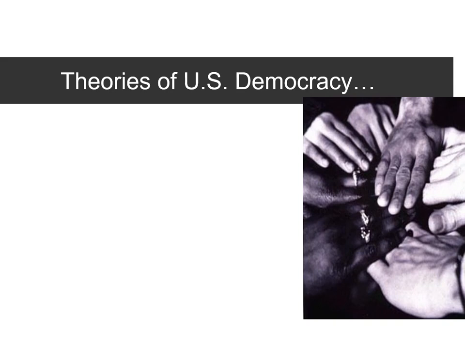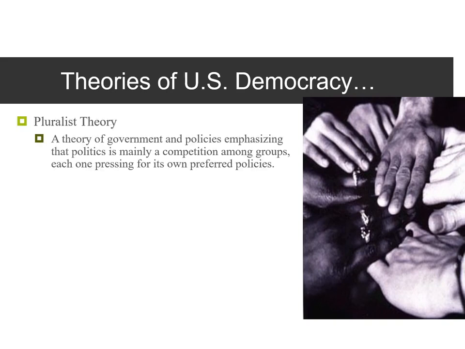And then some theories of U.S. democracy. There is the pluralist theory, which is a theory of government and policies emphasizing that politics is mainly a competition among groups, each one pressing for its own preferred policies, which we see today with the different parties, such as the Democratic Party and the Republican Party, which are both pushing for their own preferred policies. And these groups sometimes will work together, and the public interest should ultimately prevail.